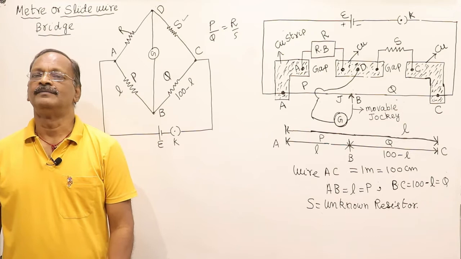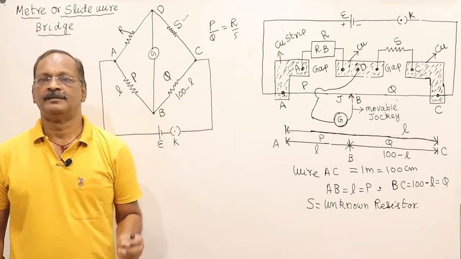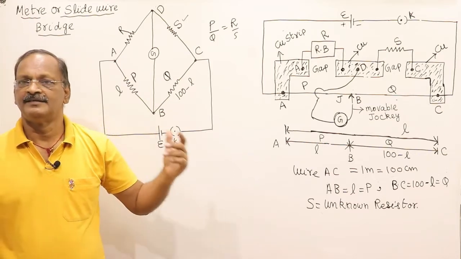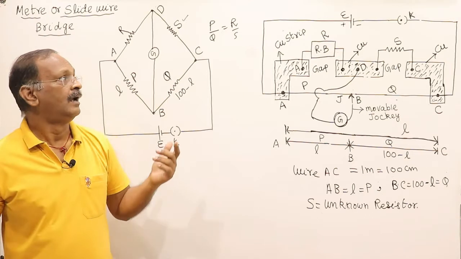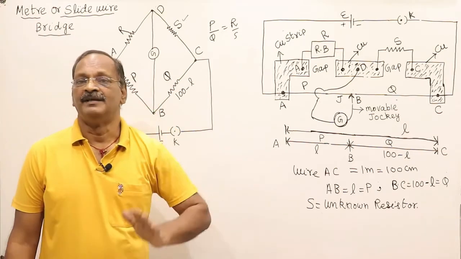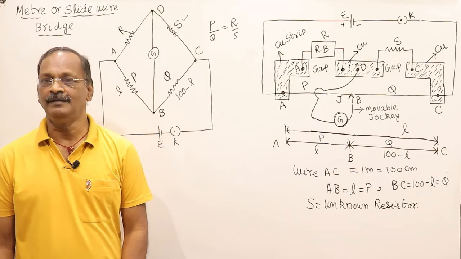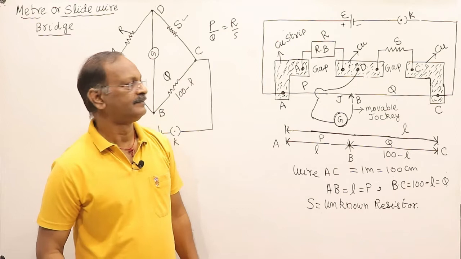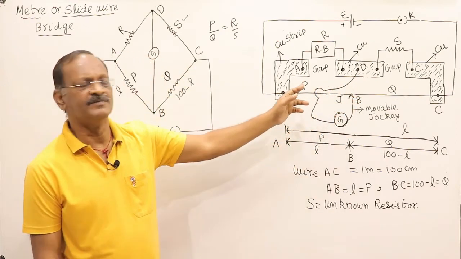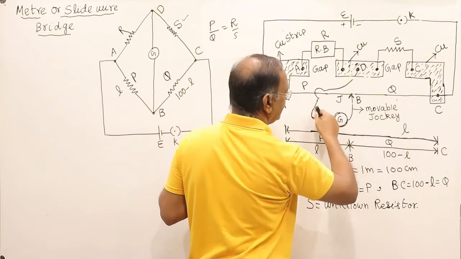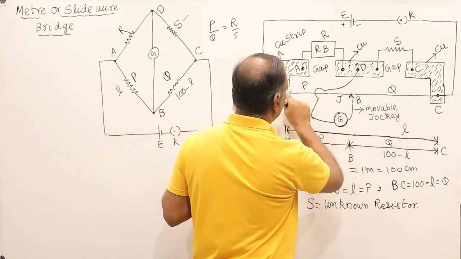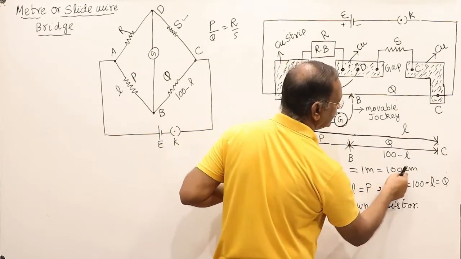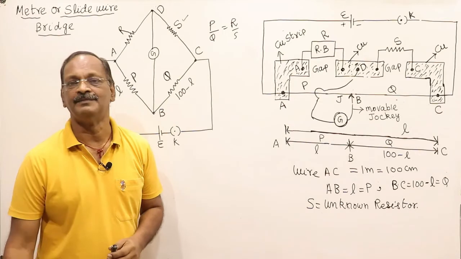Now let us see the working of this meter bridge. As we have told, it is based on the Wheatstone bridge. First, we select a suitable resistance box, and the jockey is moved. The jockey, which is connected from D along with a galvanometer, is free to move on the wire AC. The length of the wire is equal to 1 meter, which is equal to 100 centimeter.